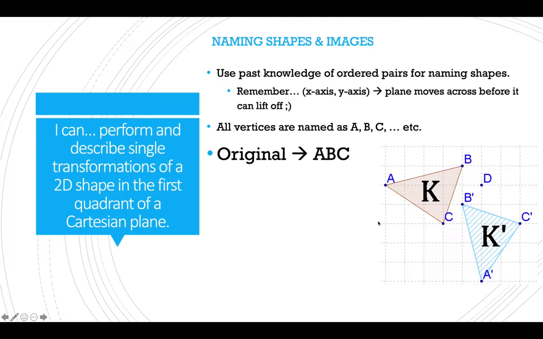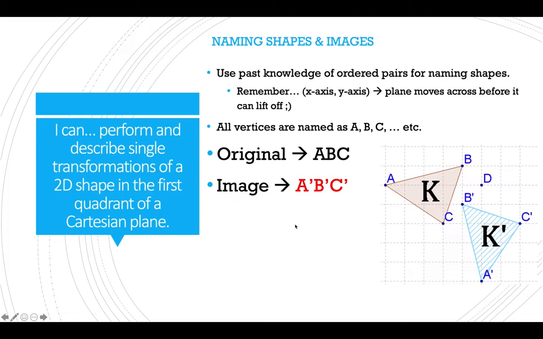It's called transformations. Transformation, kind of like transformer, means we're changing a shape. Well, we're not actually changing the shape itself. We're changing the location of a shape. Of course, we can see that this shape is the same. It's just in a different position, in a different orientation.